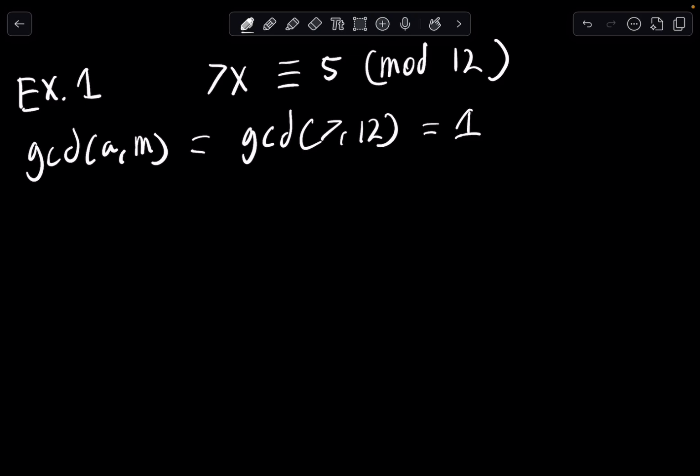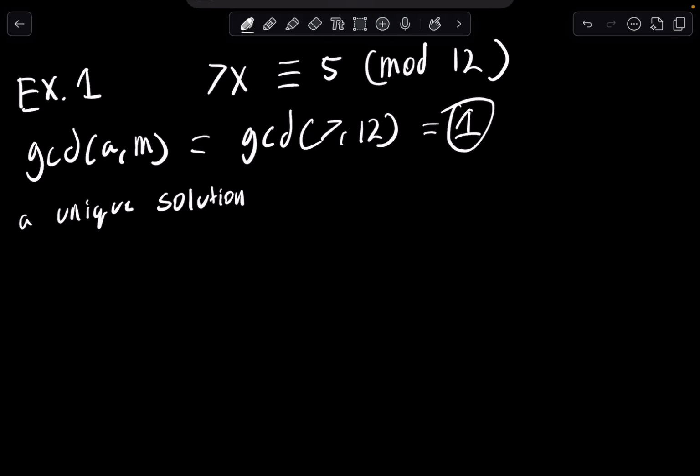Okay. And this tells us that there exists a unique solution since this equals 1. Okay. So now we know that some solution does exist, such that x will equal some integer. So remember, we need to find the modular inverse of 7, because in this case, A equals 7.